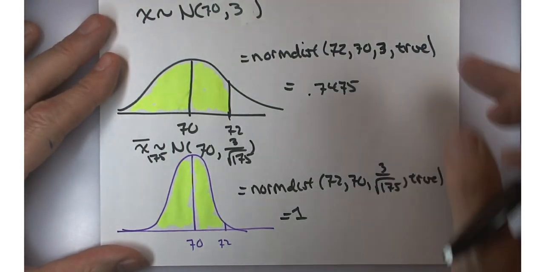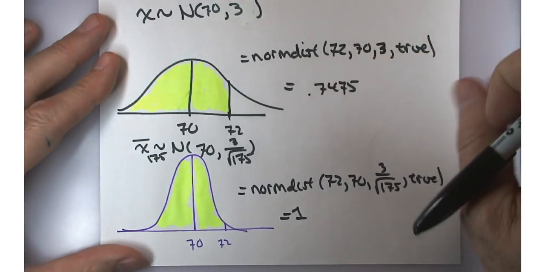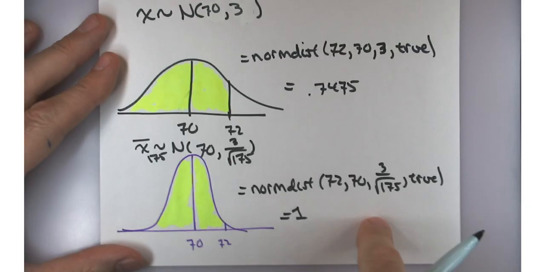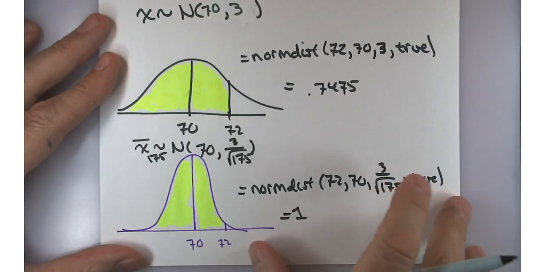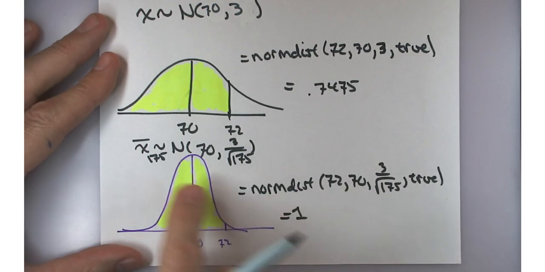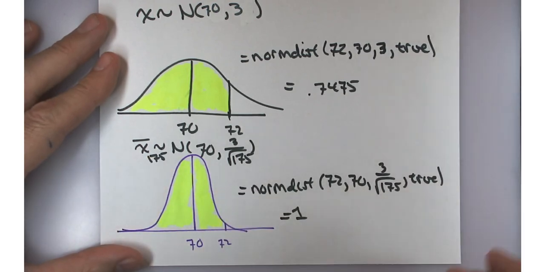On the exam, I generally call this a 4-point problem, and this a 6-point problem. I'm putting emphasis on you understanding that second part here, that you need to adjust the standard deviation when you're talking about the distribution of the sample mean. Onwards.